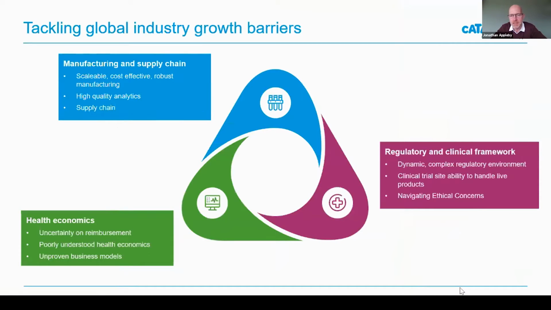So within the cell and gene therapy environment in particular, there are kind of three main areas of challenge, probably taking them in relatively reverse order of the amount of resources that the Cell and Gene Therapy Catapult allocates to each of them.